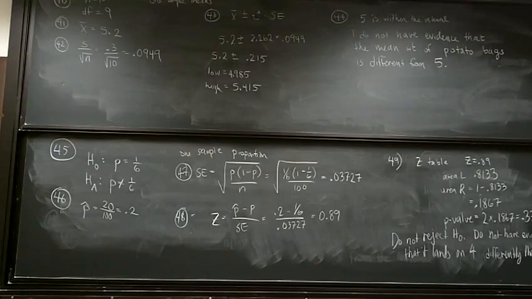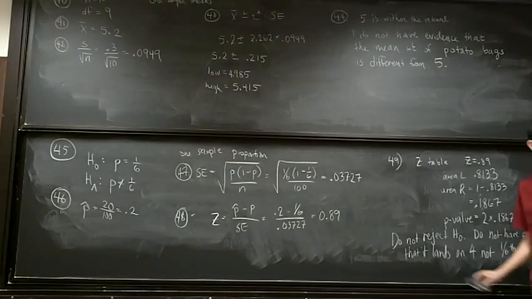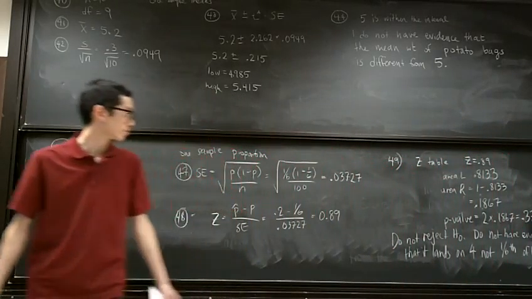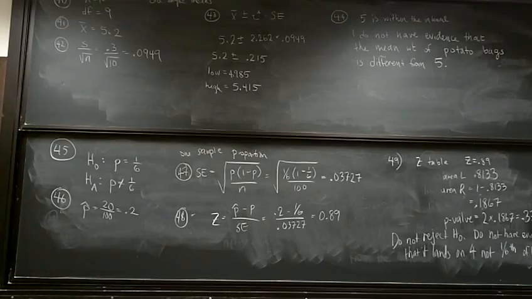Differently? Can you say that another way? Differently than 1/6 of the time? It lands on 4 not 1/6 of the time. Yeah, and that is the way you have to say it. I think you have to say differently than 1/6 of the time. I think it's okay to say it differently. Could you say it does not land on 4 1/6 of the time? No. I like the other one.